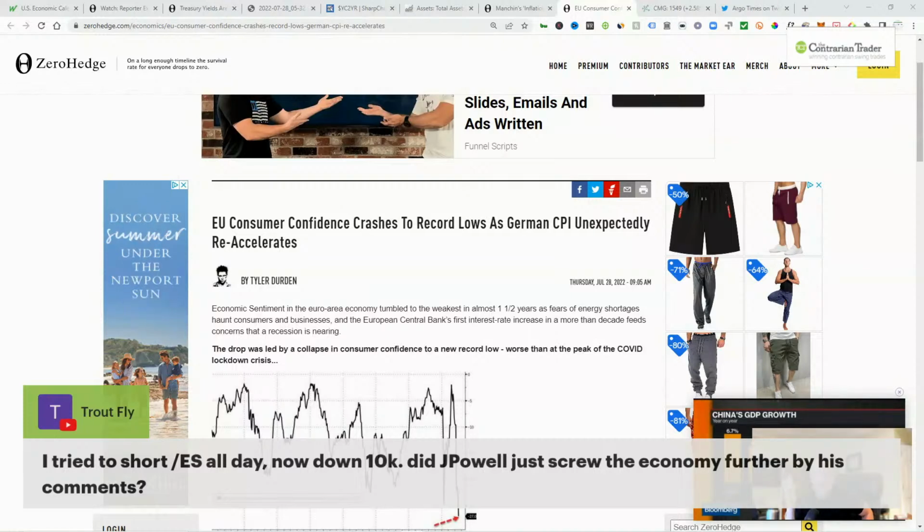Did Jay Powell just screw the economy further by his comments? Yeah. In short, they're going to balloon up the balance sheet yet again. This is what we've been saying, folks. Ever since the dot-com bubble, we have stopped being a capitalistic system. We are now a credit-based system. The economy balloons when the money is printed. I don't make it up. All you need to look at is M2 money supply. All you need to do is look at the Fed's balance sheet. It's not my opinion.